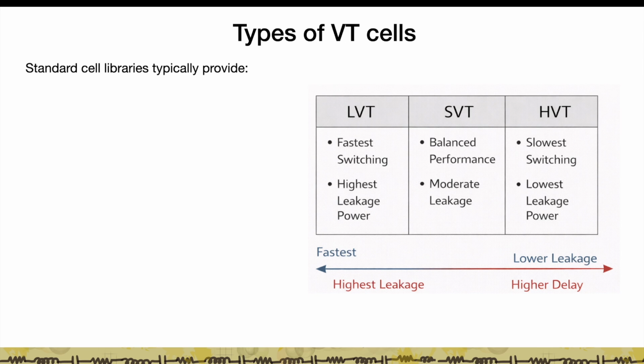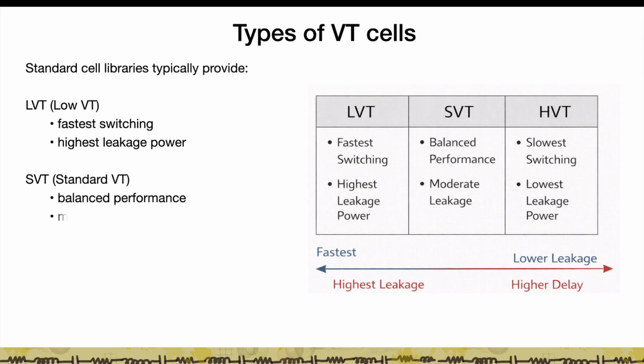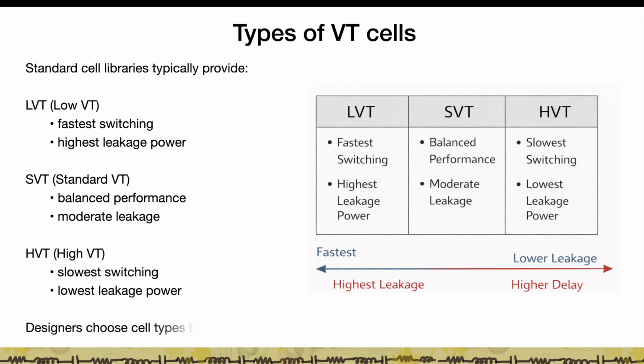So the 3 types you'll encounter in virtually every modern library are LVT, SVT, and HVT: low, standard, and high threshold voltage. LVT cells are the sports cars of the library. Fastest switching, but they burn the most leakage power. Use them where you absolutely need speed. SVT cells are the daily drivers, a sensible balance of speed and power. Most of your chip will start here.